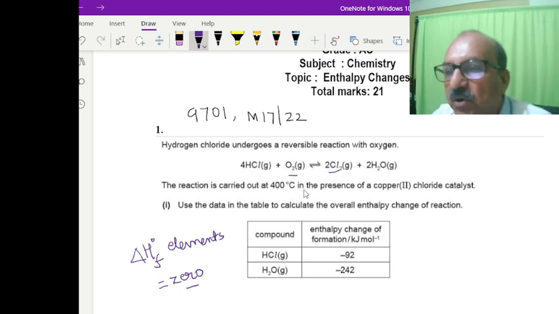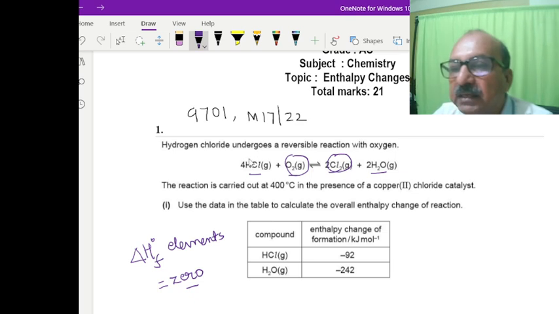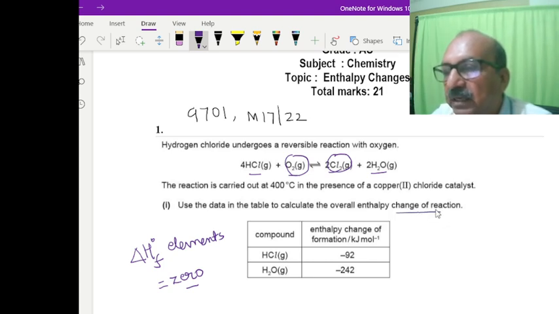And why are they zero? Because they are the elements and in their standard states. So you need to know only the enthalpy change of formation for water and for HCl. And you have to find out the enthalpy change of reaction. That means when the reaction takes place in this direction, what is the enthalpy change of reaction? That means how much heat is evolved or absorbed.